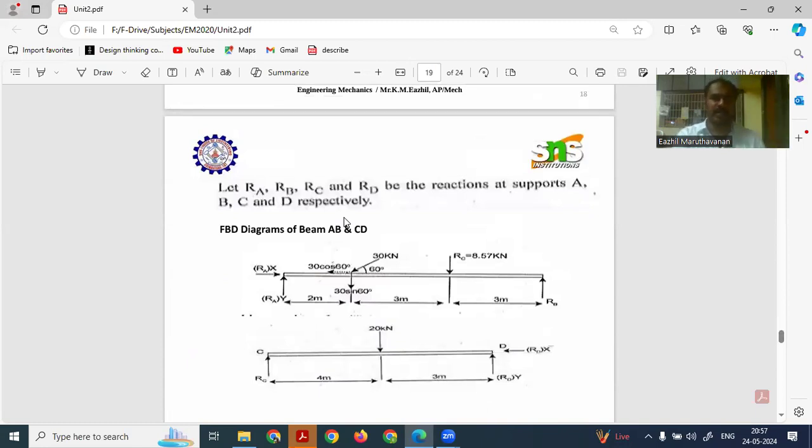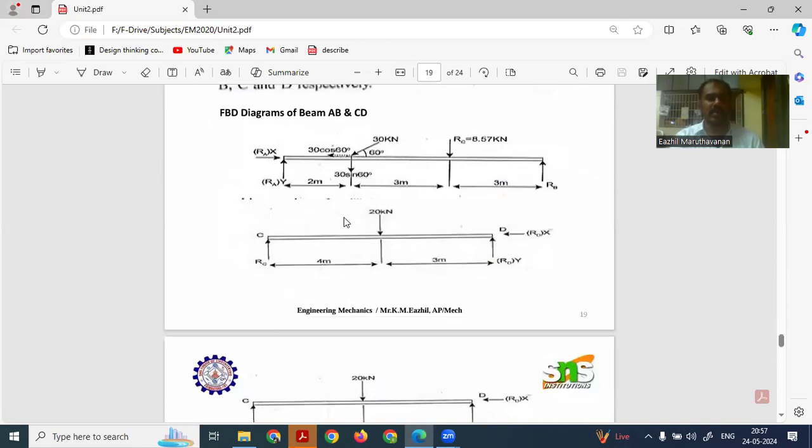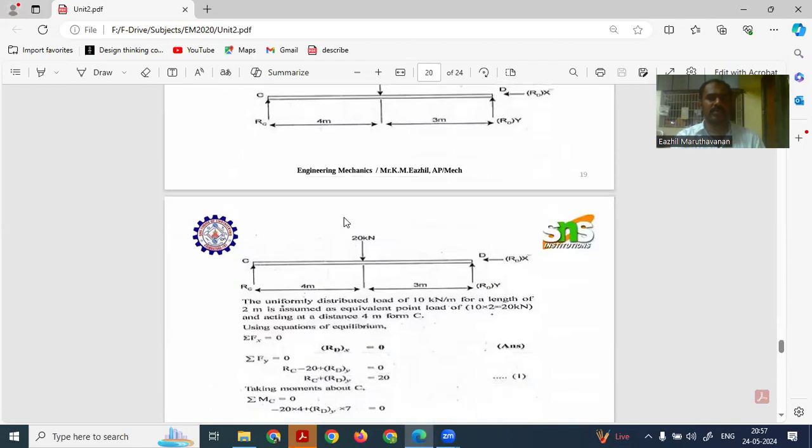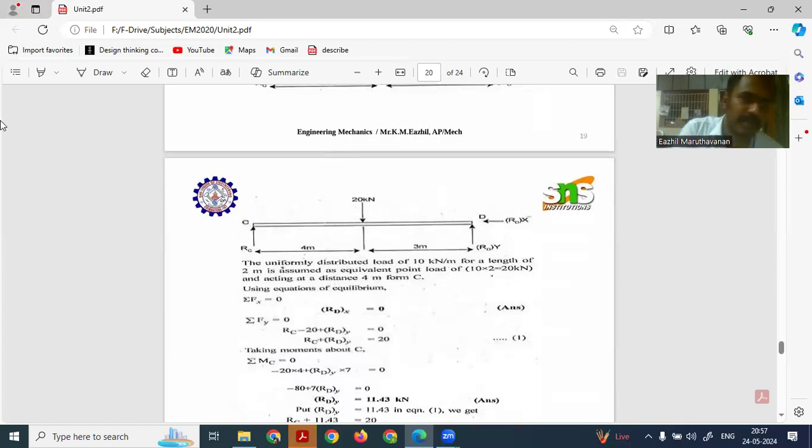This is the free body diagram, and here it is beam CD, which we have drawn above. First, we have to consider beam CD. Since the system is in equilibrium with the supports, we assume sigma Fh is equal to 0, sigma Fv is equal to 0, and the moment about a point is equal to 0.